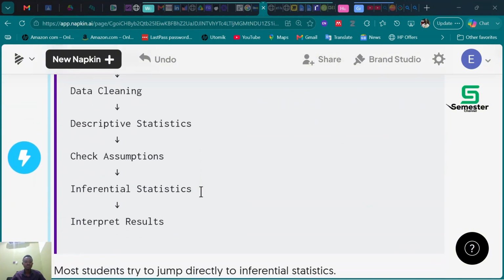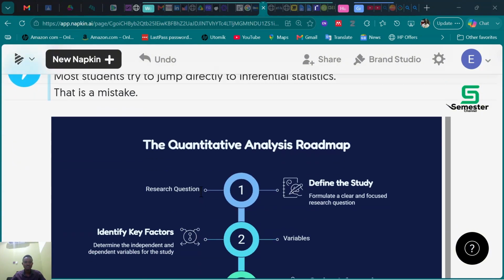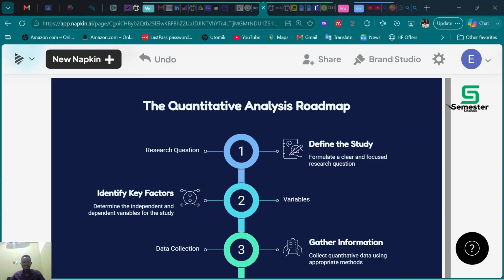So there is a roadmap to this quantitative analysis. First of all, you have to define the study, right? You should have a research question. That has been one thing we have been echoing throughout the chapters. Everything points towards your objectives. Everything points towards answering your objectives, right? Good. So that is no different when you are analyzing your data. So you define your objective.